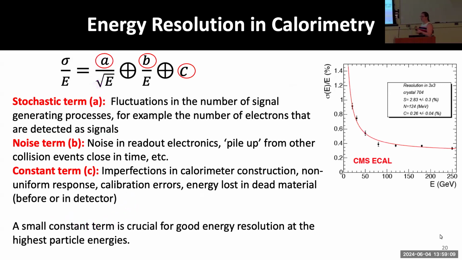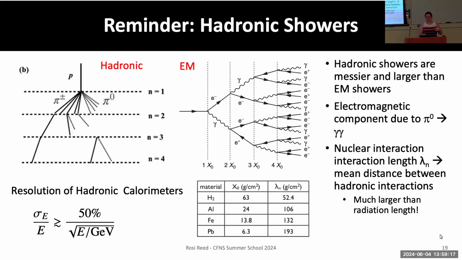And this is just due to fluctuations in the number of signal generating processes. You can see I show these different radiation lengths, but this is actually a statistical process. It's not like the electron goes precisely one radiation length and then emits a photon, and then that photon goes precisely one radiation length and then pair produces. This is just sort of an average quantity, and not everything here is statistical.